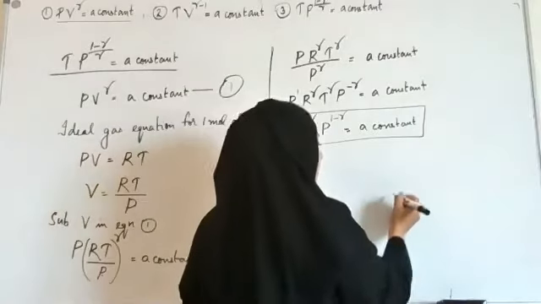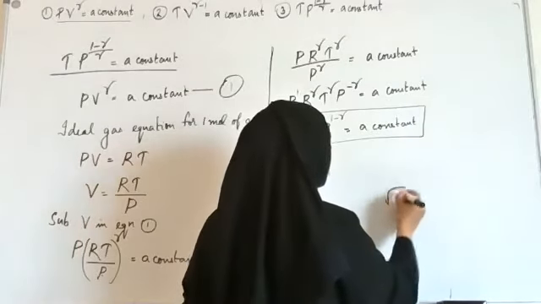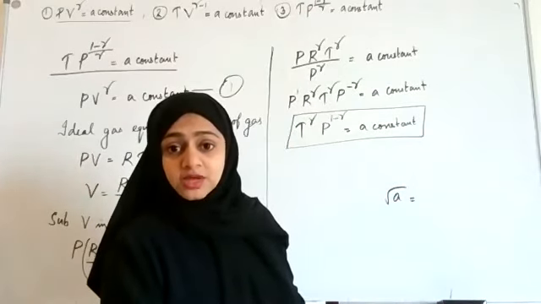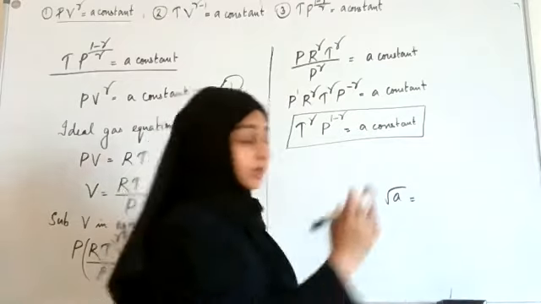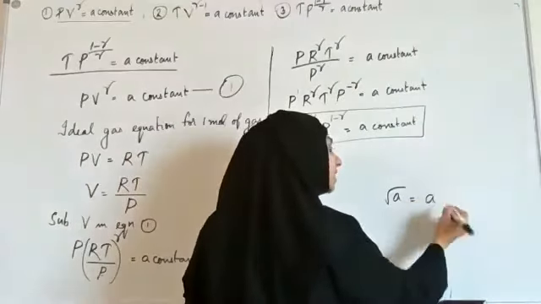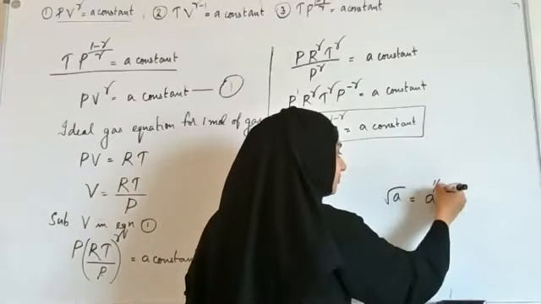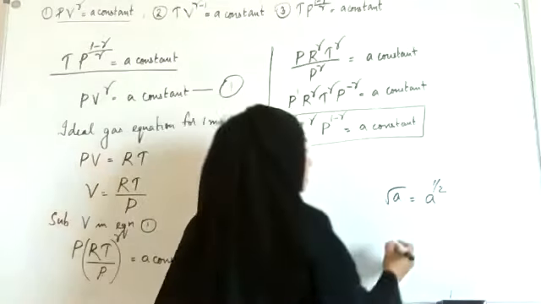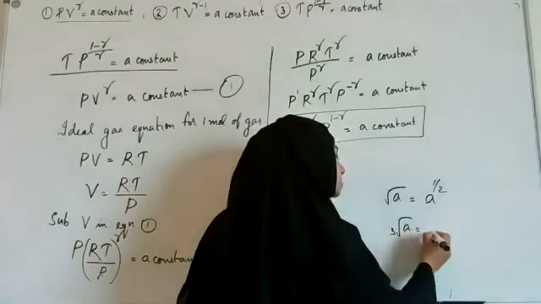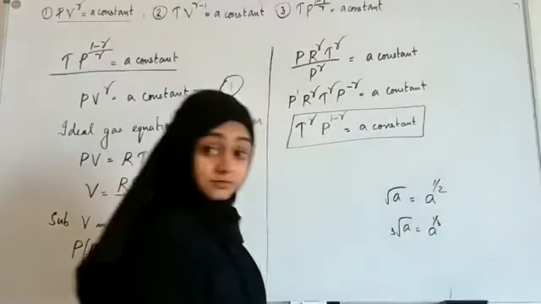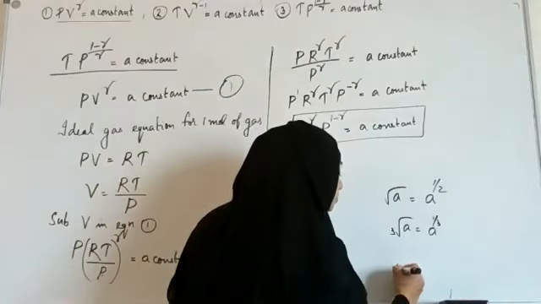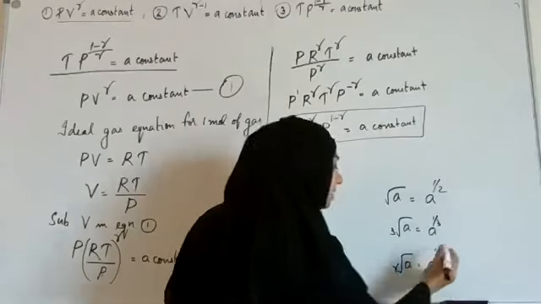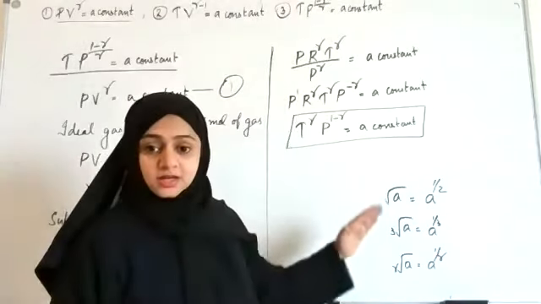So I have a quantity like root of a. How can I express that as a power? Square root of a can be expressed as a raised to half. Cube root of a can be expressed as a raised to 1 by 3. So the gamma root of a can be expressed as a raised to 1 by gamma. Is this idea clear to you?